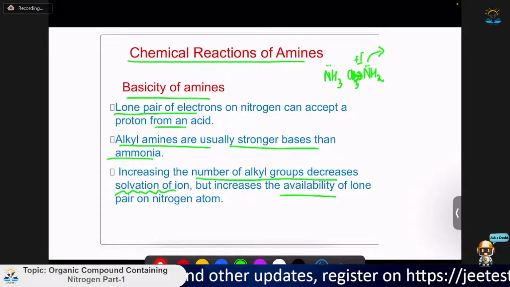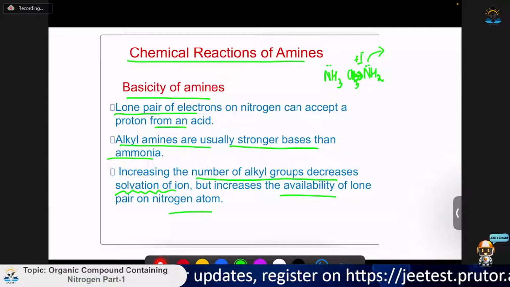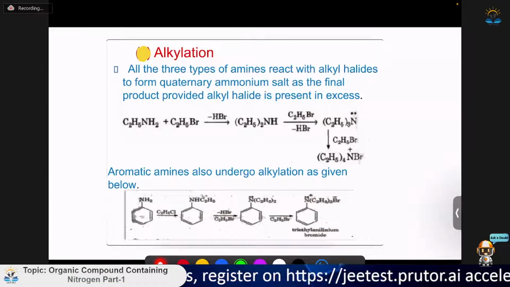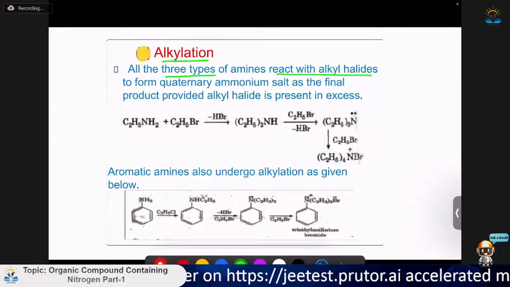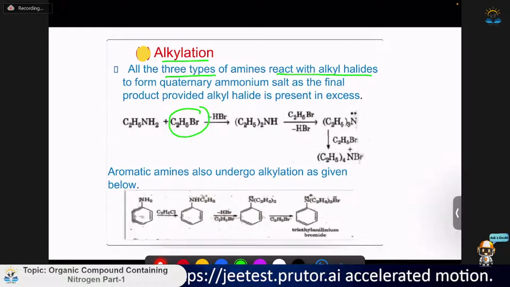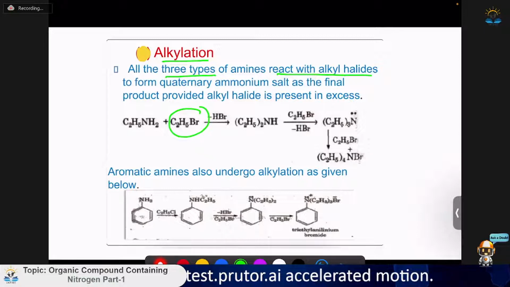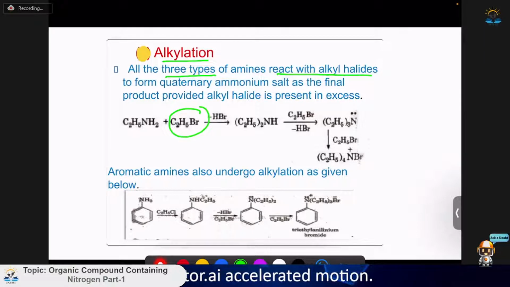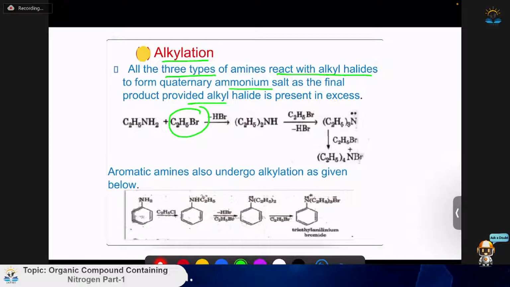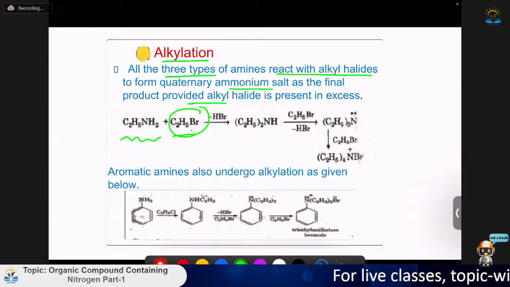So first is alkylation. All three types of amines, primary, secondary and tertiary, will react with alkyl halide to form quaternary ammonium salt, which we already saw. That was ammonolysis of alkyl halide, but here the amines are only reacting with alkyl groups. So the replacement will take place till quaternary ammonium salt is formed.